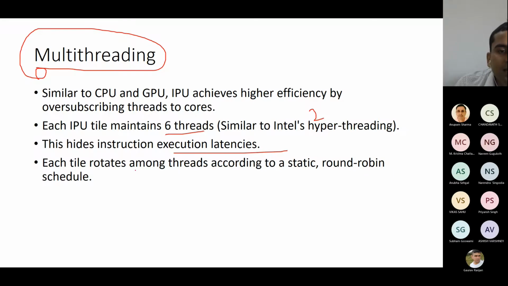Now each tile rotates among threads according to a static round-robin schedule. That means the scheduling between the threads is in a round-robin manner, and it's static, which means it's a fixed order. 1, 2, 3, 4, 5, 6, and then again 1, 2, 3, 4, 5, 6.